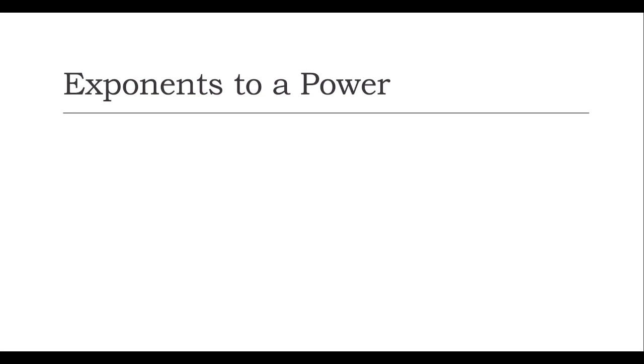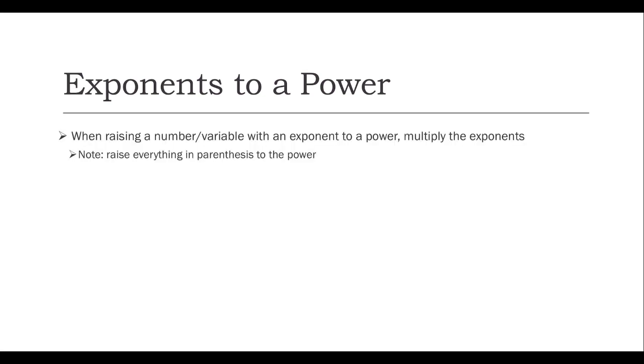Next, we'll learn about what to do when you have an exponent raised to a power. So when raising a number or variable with an exponent to a power, we're going to multiply the exponents. And with this, you need to make sure to raise everything in the parentheses to that power. So for x cubed squared, we have x, and then we'll do 3 times 2. So it becomes x to the 6th.